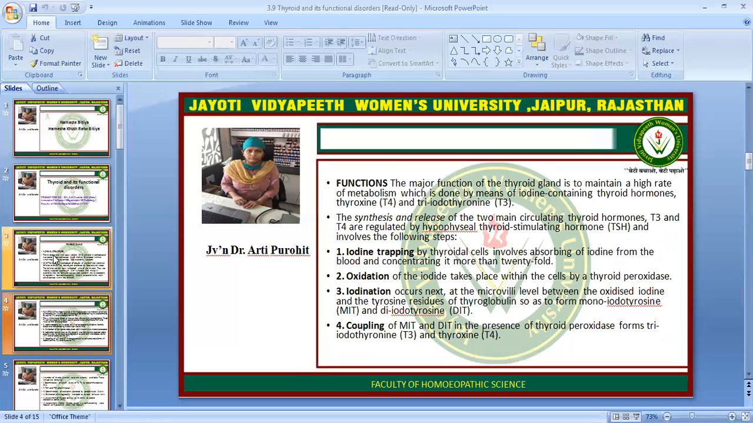involve the following steps. Iodine trapping by a thyroidal cell involves absorption of iodine from the blood and concentrating it more than 20-fold. Oxidation of the iodide takes place within the cells by the thyroid peroxidase. Iodination occurs next at the microvilli level between the oxidized iodine and tyrosine residues of thyroglobulin so as to form monoiodotyrosine and diiodotyrosine. Coupling of monoiodotyrosine and diiodotyrosine in the presence of thyroid peroxidase forms triiodothyronine, that is T3, and T4, thyroxine.